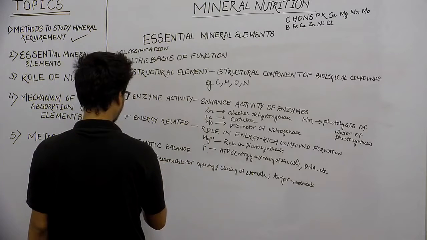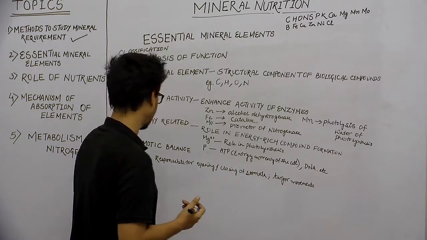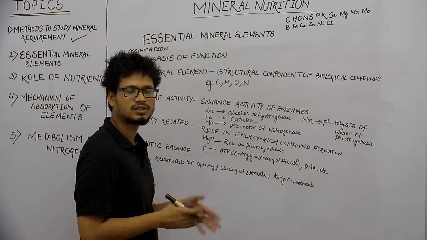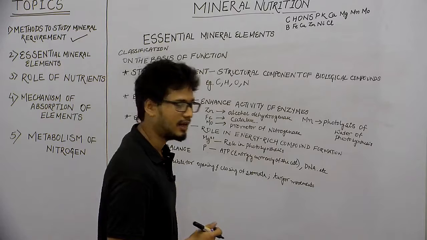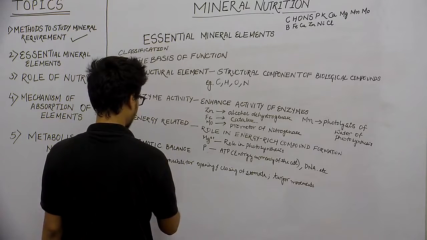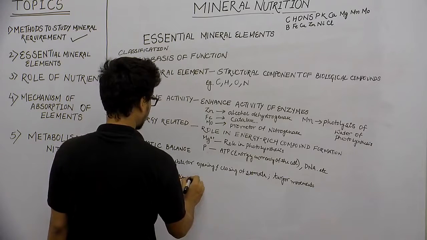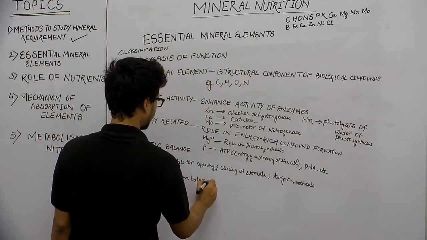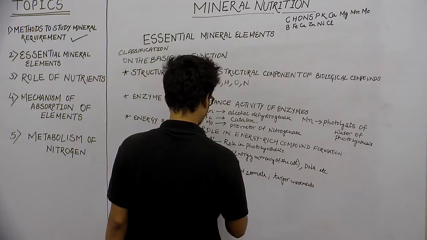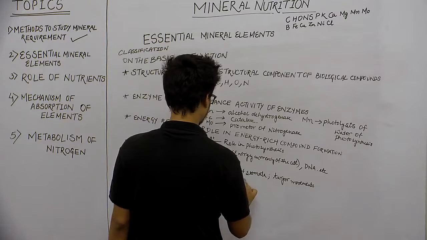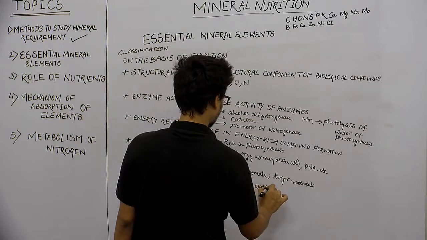Now the second ion here is chlorine. Chlorine is absorbed as chloride ion. So the chloride ion works with potassium ion and helps in anion cation balance in the cell and in the surrounding. It has also a role in photolysis of water.